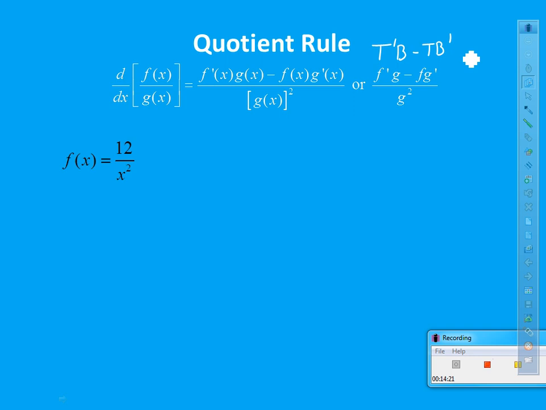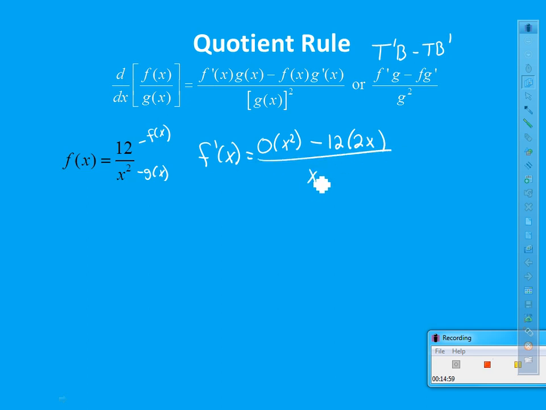So here's what this looks like. In this example, this is my top, this is my f of x, this is my g of x. So when I go to find this derivative, it's going to look like this. The derivative of the top, or the derivative of f of x, which is 0, times x squared, minus the top, f of x, 12, times the derivative of the bottom, which is 2x, all over the bottom squared.